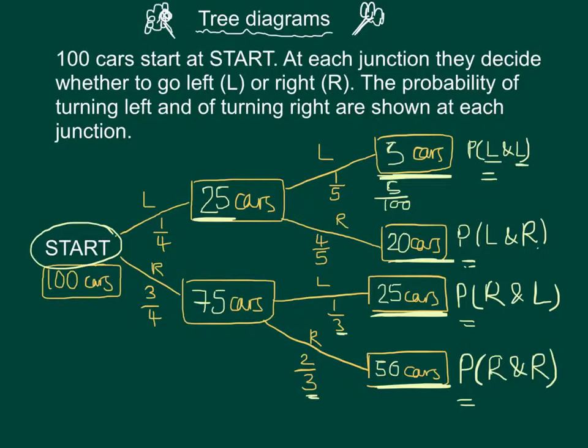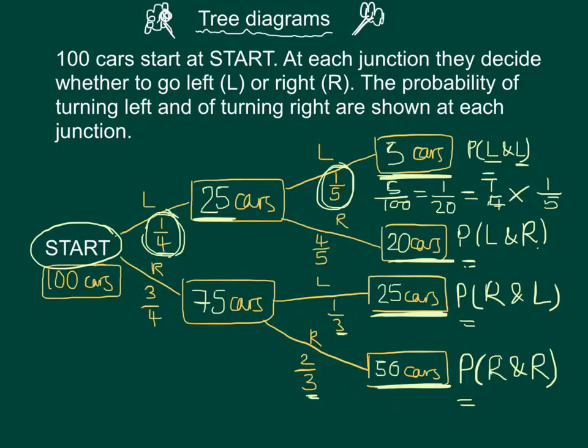So let's investigate this a bit more. We've got 5 out of 100, and let's look at what we did when we went along this line. First we did 1/4, and then we had 1/5. And if we simplify the fraction 5 over 100, we're actually going to get 1 over 20, which, I don't know if you've spotted this, is the same as doing 1/4 multiplied by 1/5. So when we go along each branch of the probability tree, we are multiplying each of the probabilities. So we do 1/4 times 1/5.